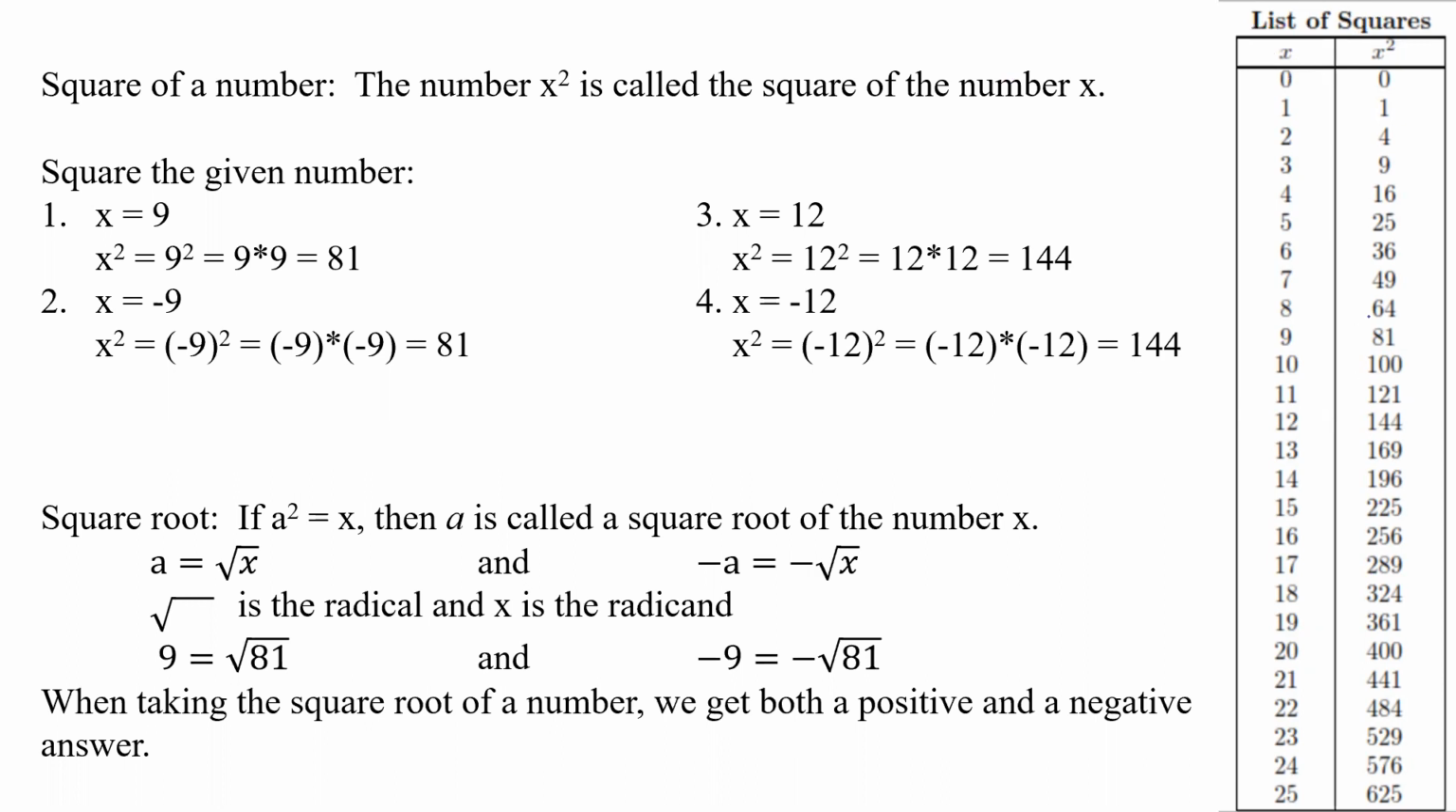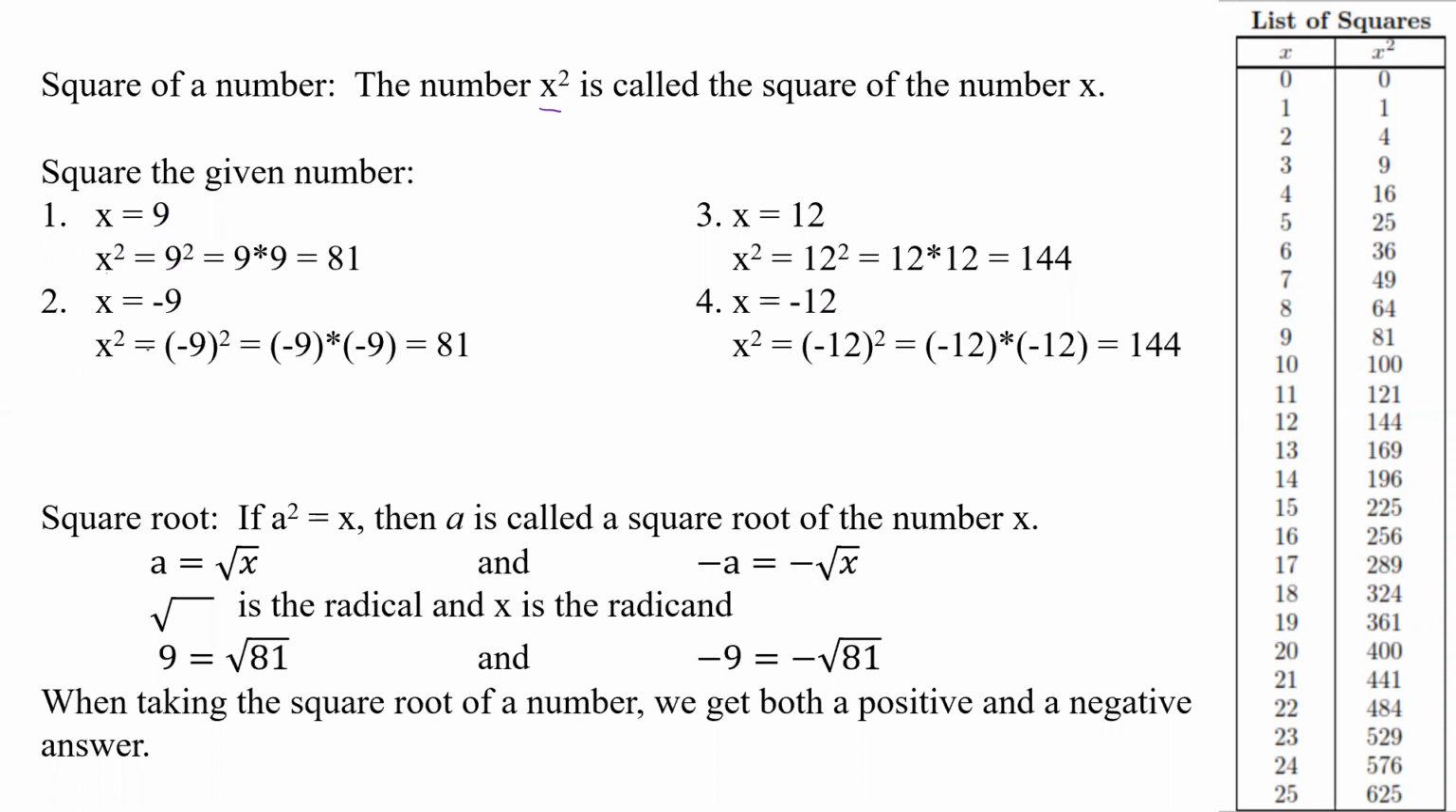To start with, we're going to look at what is the square of a number. Usually we call our number x, and then whatever that number is, we're going to square it. That's going to look like x squared, and we call that the square of the number x. We can be given different numbers for x. Let's say we're given 9. If we square that, x squared is equal to 9 squared, which is really just 9 times 9.